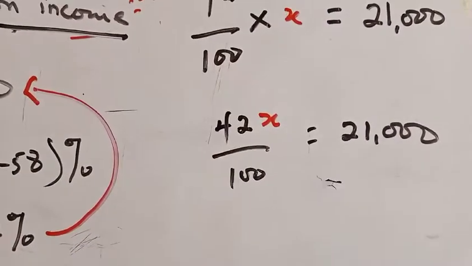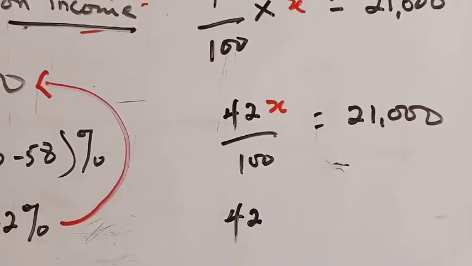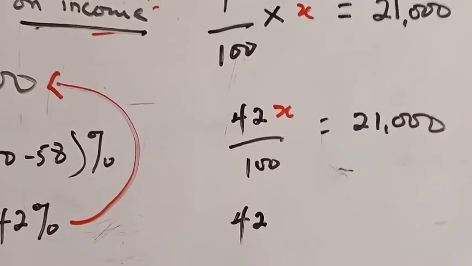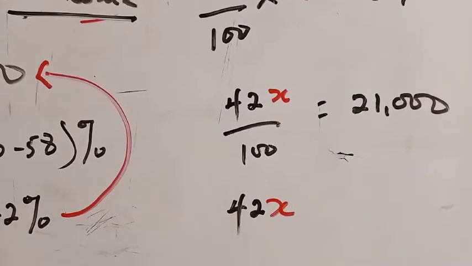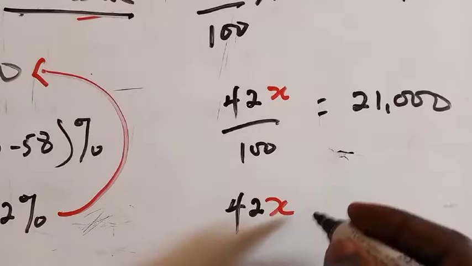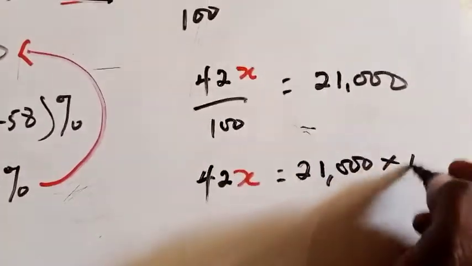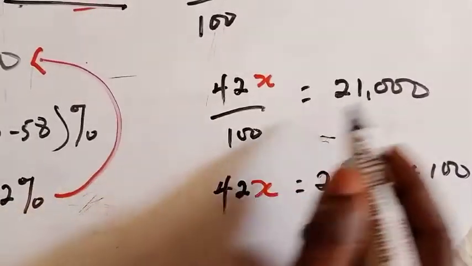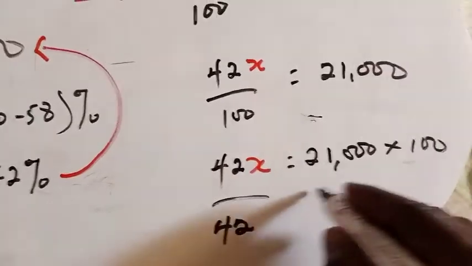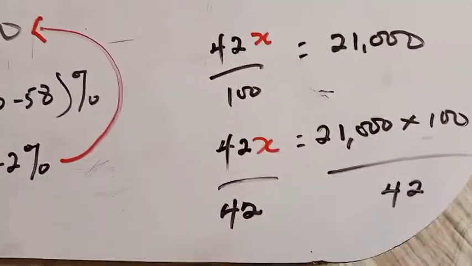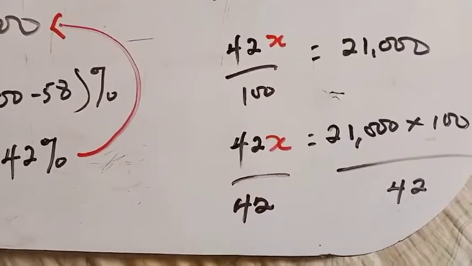So here we are going to have 42x. Of course, this x is representing our income. So 42x is going to be equal to 21,000 multiplied by 100, meaning that we are multiplying both sides of the equation by 100. Then we divide both sides by 42, and anything that you get here is going to give us our income.